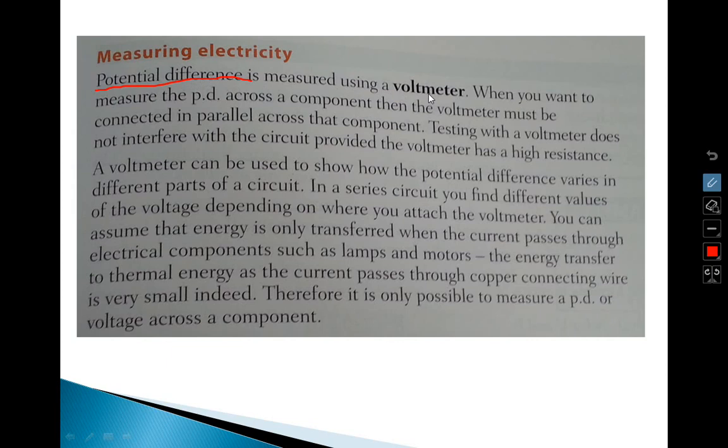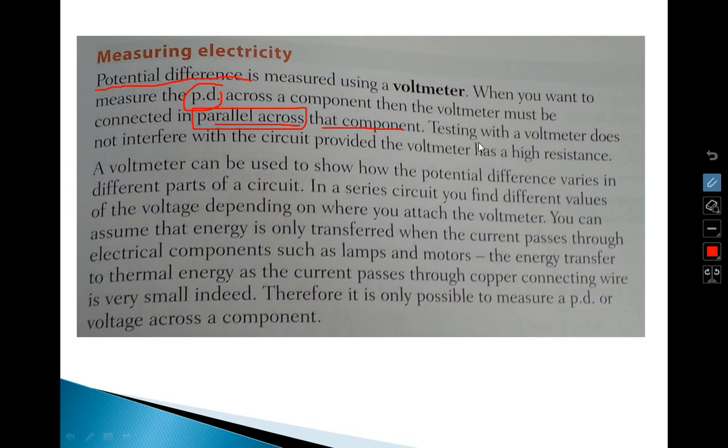When you want to measure the PD across a component, the voltmeter must be connected in parallel across that component. We will see some circuits later, and we will show how a voltmeter can be connected. Actually, we discussed this in the last class, but we will focus on it again later. So to measure PD across a component, the voltmeter must be connected in parallel, not in series, across any component, resistance, lamp, or any other component.